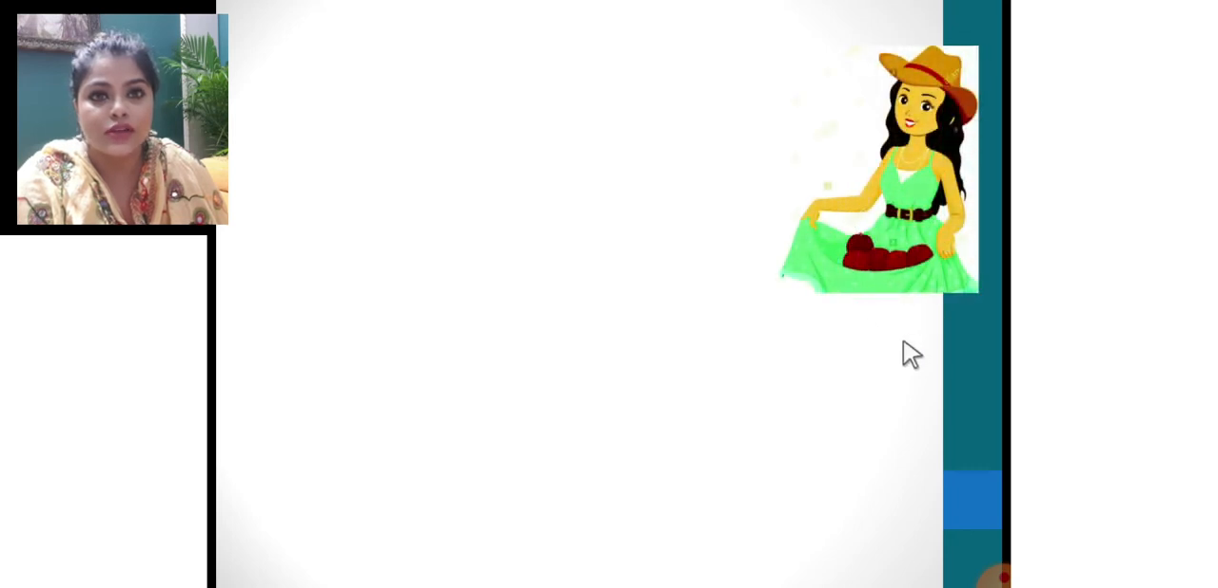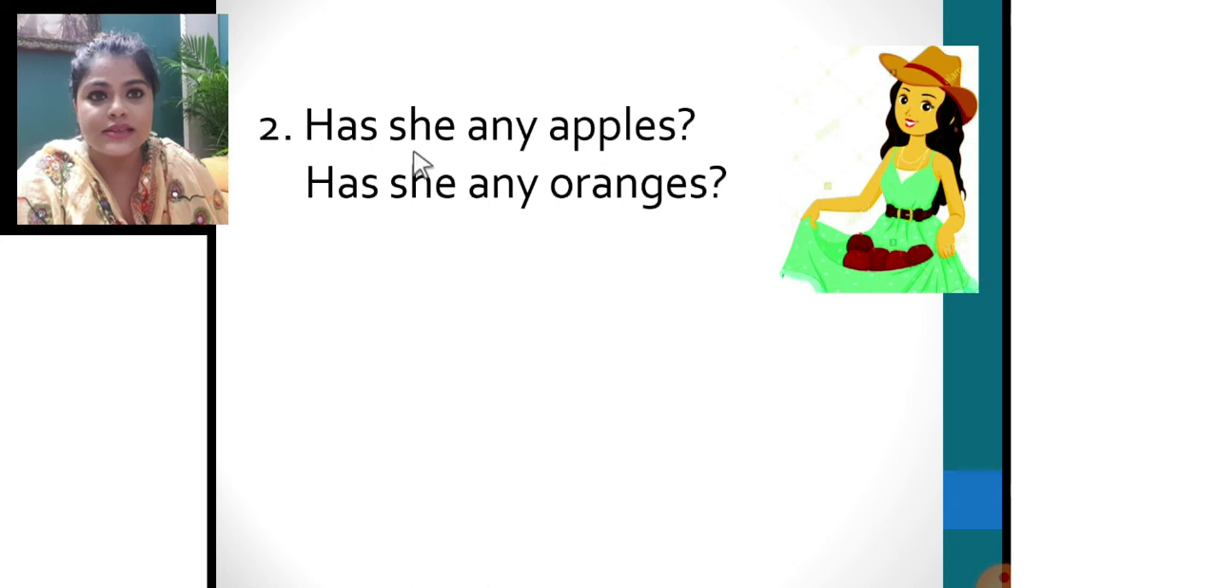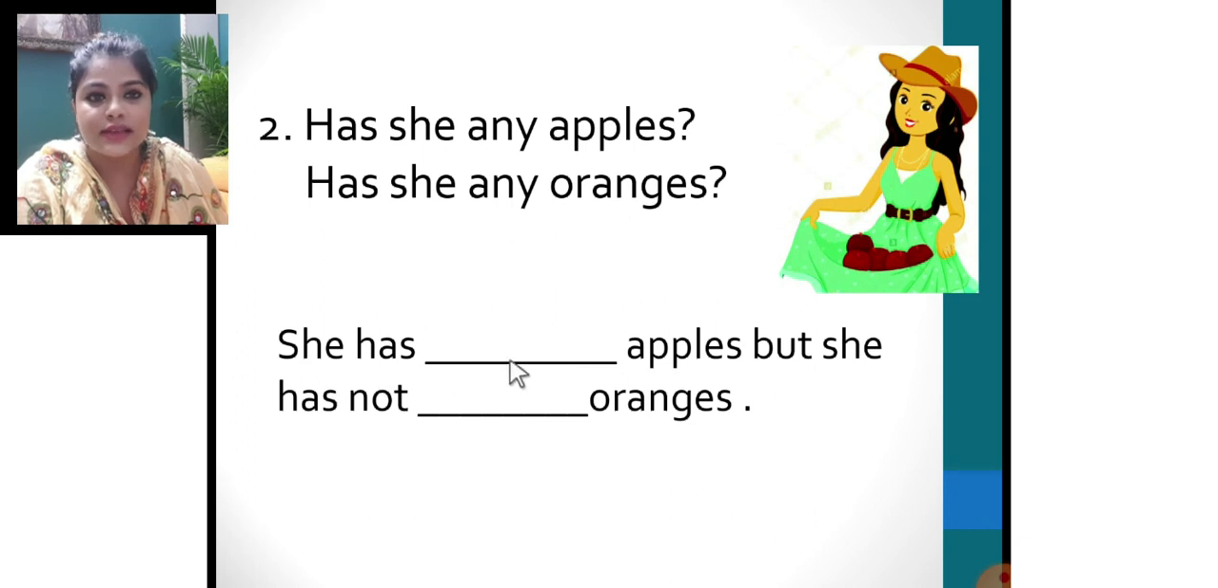Okay, can you see the picture here? Has she any apples? You can see the picture. Has she any oranges? No. These are questions. That is why any is used. She has dash apples, but she has not dash oranges.